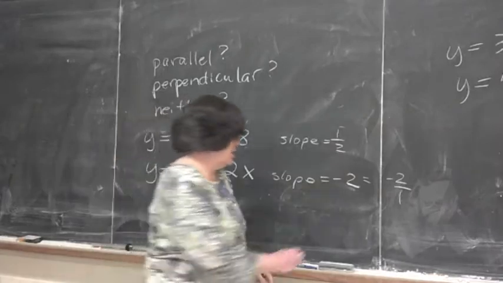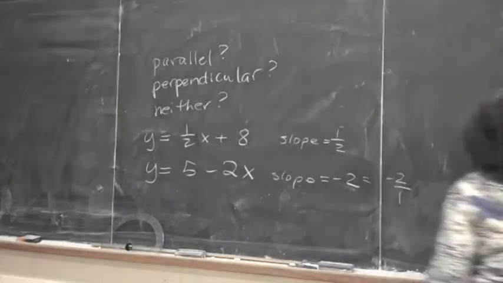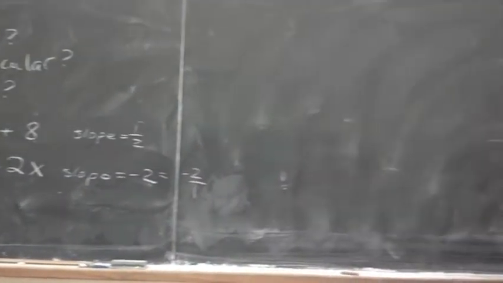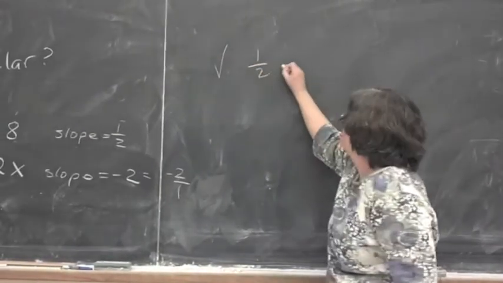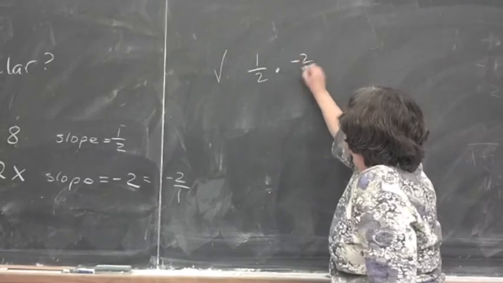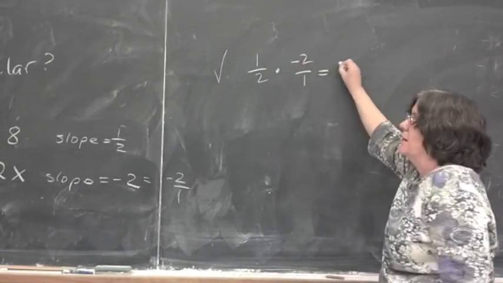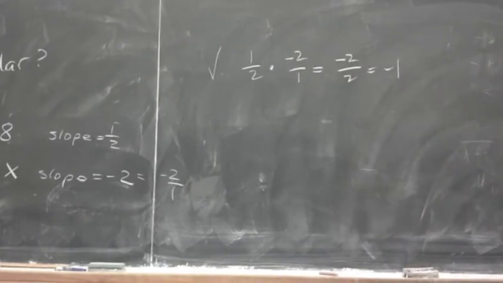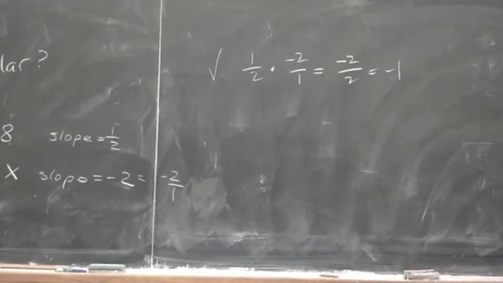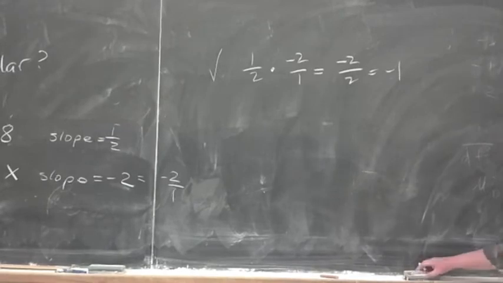Do our check. Here's our check. Does 1/2 times -2/1 equal -1? Yes, it does. So they are, in fact, perpendicular. Shall we do one more example? One more example.